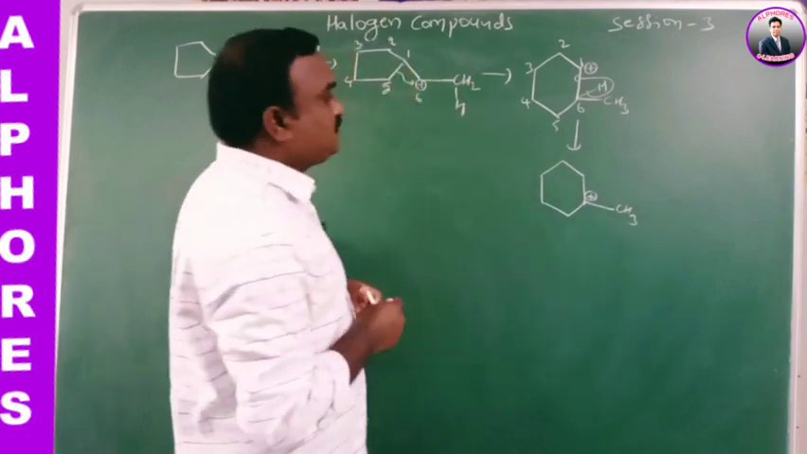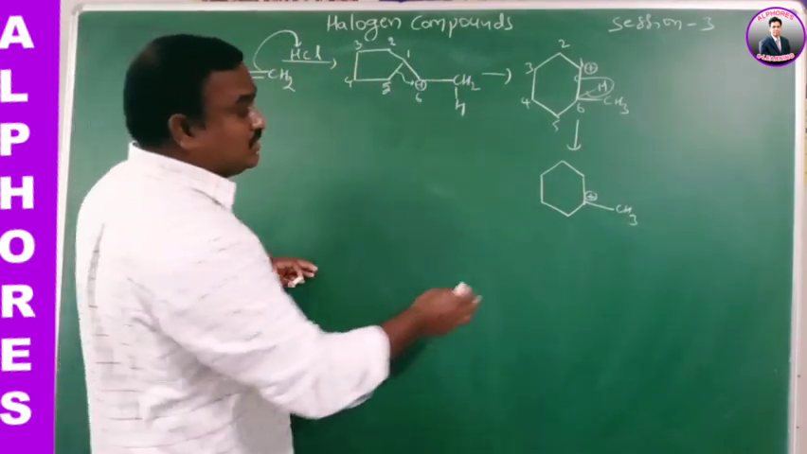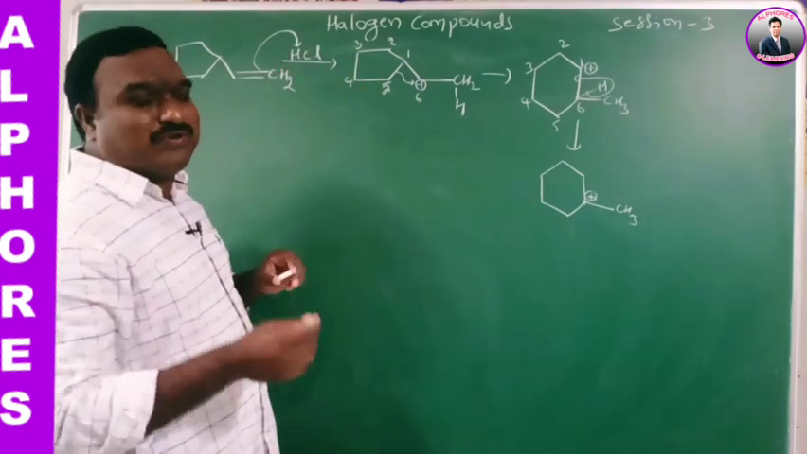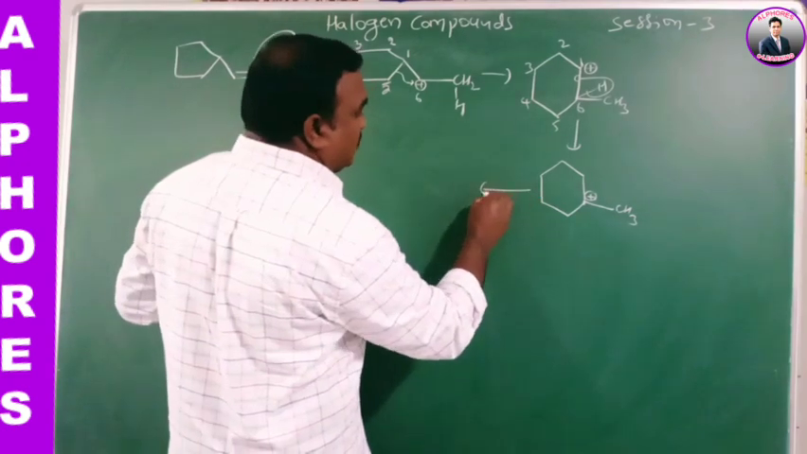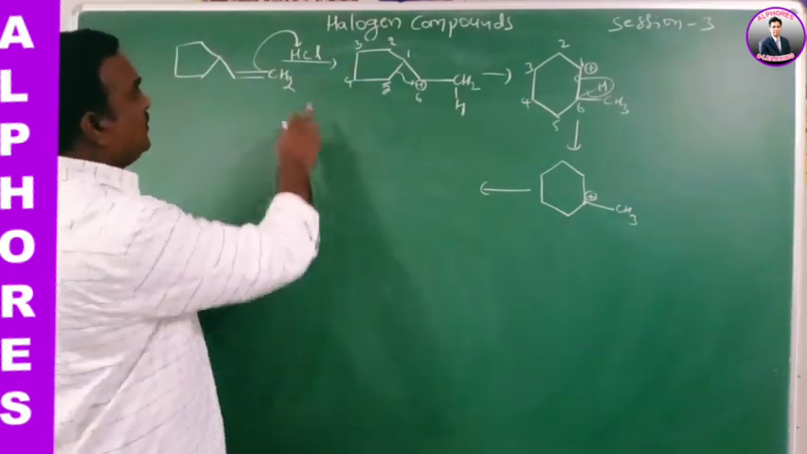C plus. More stable intermediate is formed here. Tertiary carbocation. Final step is nucleophile attacking step. Which is nucleophile here? Cl minus. Which is electrophile? H plus.